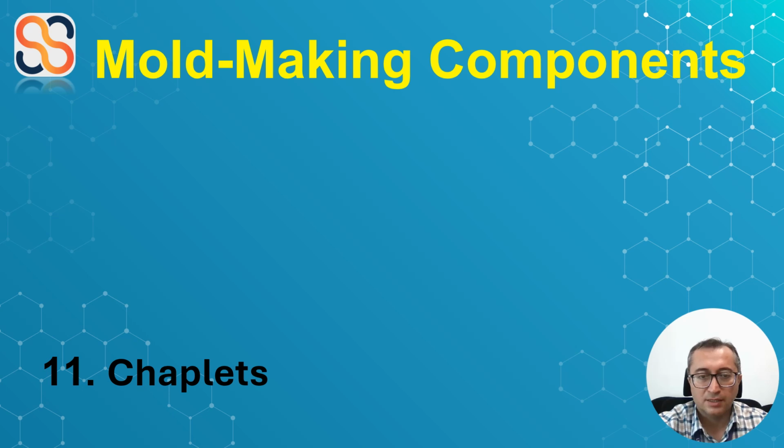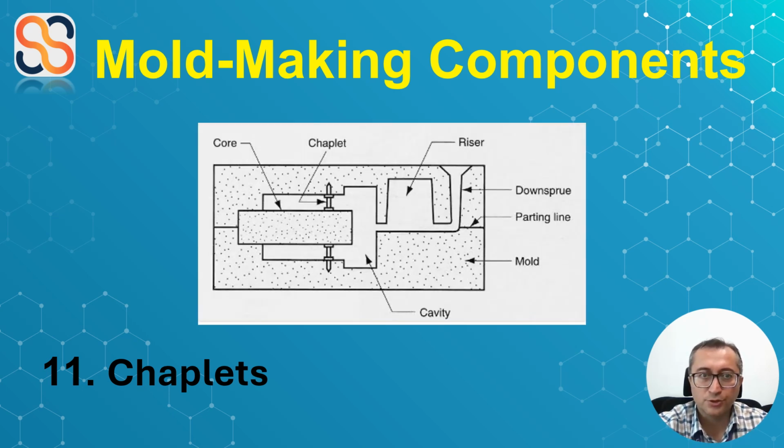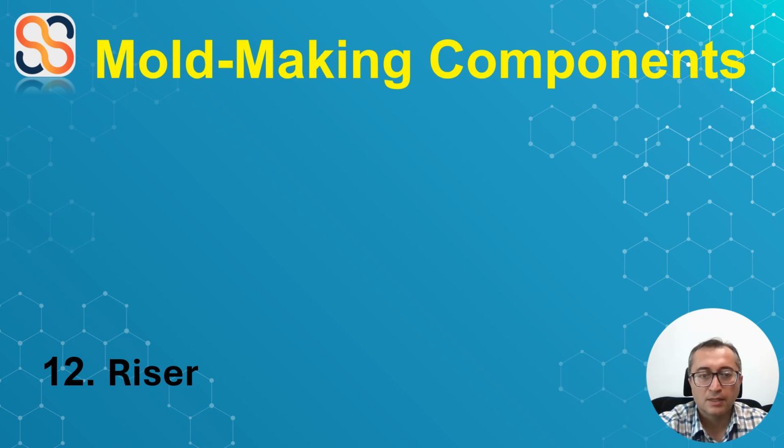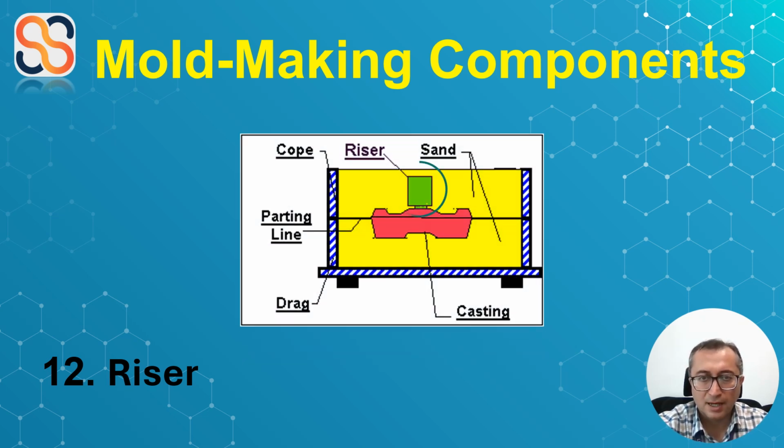Number 11, chaplets. These are little supports used to hold the cores in place within the mold. So they help support the weight of the core and balance out the forces acting on it. Number 12, a riser. A riser is a column of molten metal placed in the mold to feed the casting as it cools and shrinks. It is also known as a feed head.